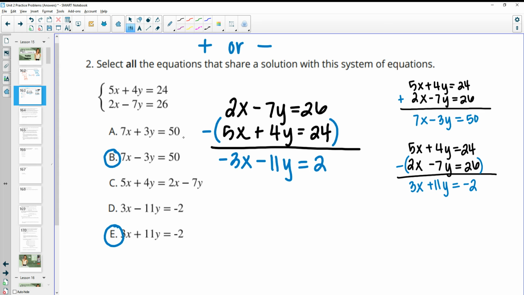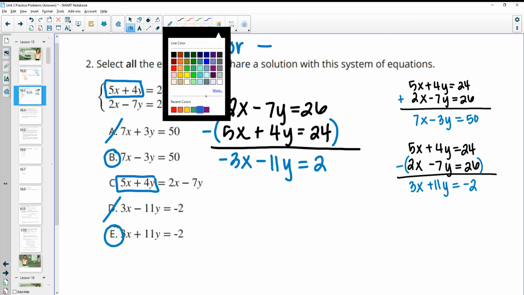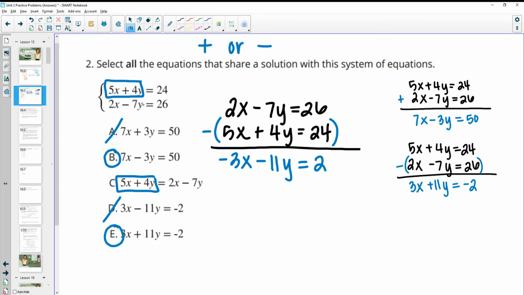And then the final thing, so let's take a look. We know this one is wrong because it had the positive 3. We know this one is wrong because it had the negative 11. So let's take a look at the one that they did here. They're saying 5x plus 4y is equal to 2x minus 7y, which is not true, because 5x minus 4y is equal to 24 and 2x minus 7y is equal to 26. So those two are not equivalent to each other. So just B and E in this case.